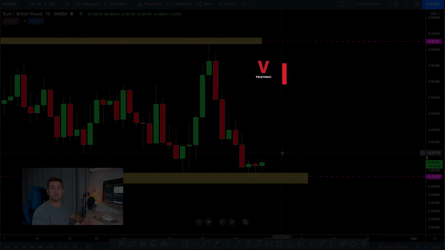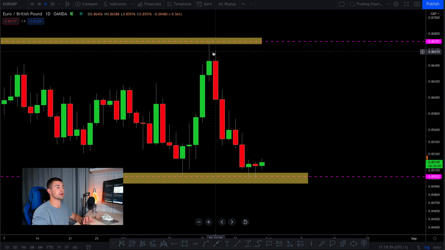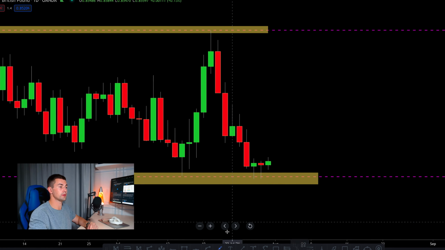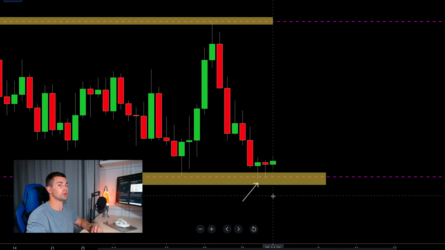Let's start with the candlestick analysis on the daily time frame. What is important for us to note is that once the price reached this resistance, we saw very strong bearish movement. We saw a very nice sequence of very strong bearish candles, but once the underlined yellow structure support was reached, look what happened. The price here formed a sequence of two doji candles, and we know that on a daily time frame, on a key level, a doji candle is a very strong reversal clue.